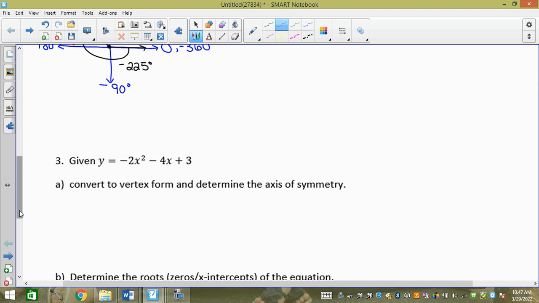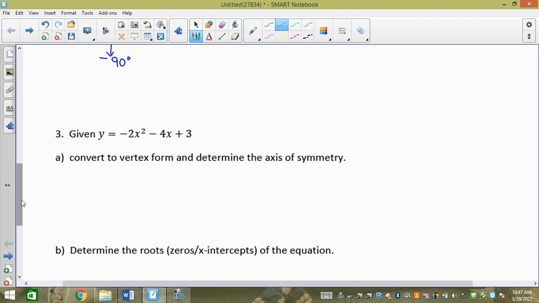They're my jam. Okay. So here, it says convert to vertex form and determine the axis of symmetry. So we have to complete the square. So we go negative 2, square bracket, round bracket, x squared plus 2x plus, how do I get the blank? I take this b value here with its sign, so I go plus 2 divided by 2 squared, and I don't skip any steps, 1 squared, and I get 1. So I get plus 1, minus 1, plus 3.